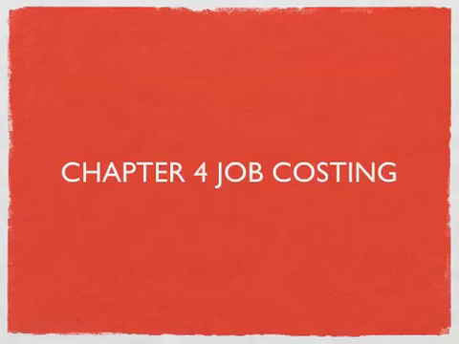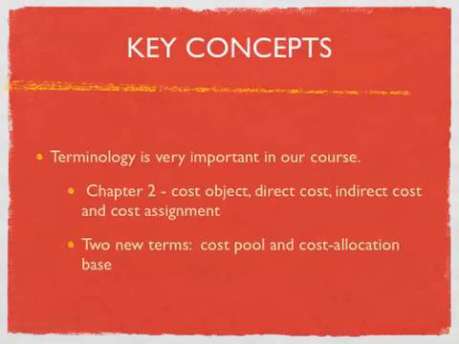So as we explore this chapter, we'll need to do some things. First of all, the terminology is going to be very important. So we need to go back and recall chapter 2 terminology, where it reminded us of some of those different words that we had learned. So for instance, cost object. That's anything that we can actually measure costs on.